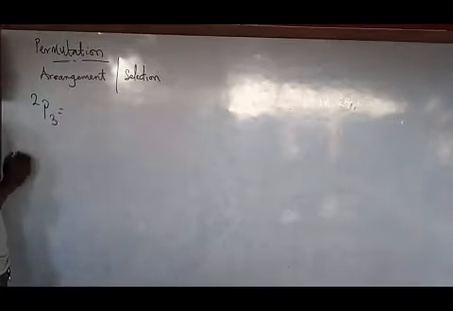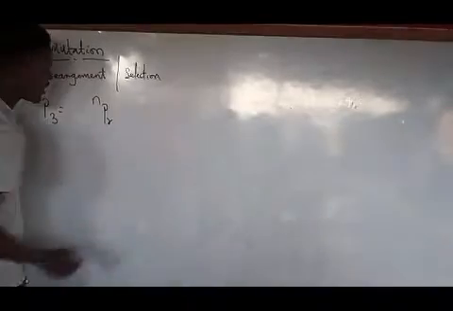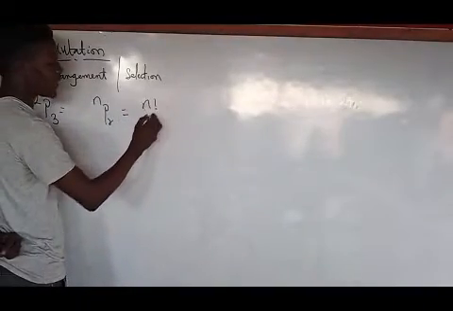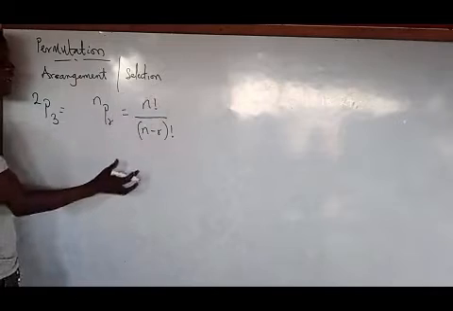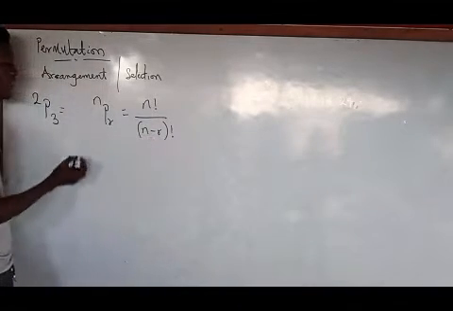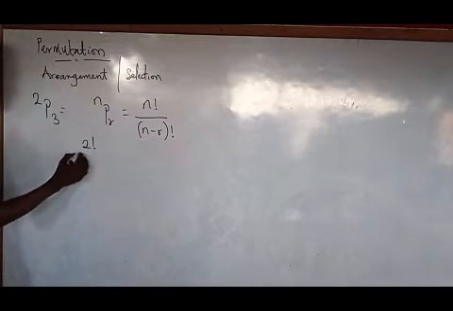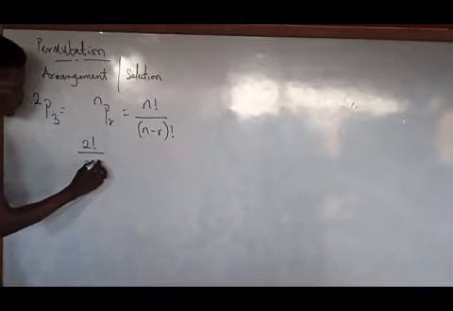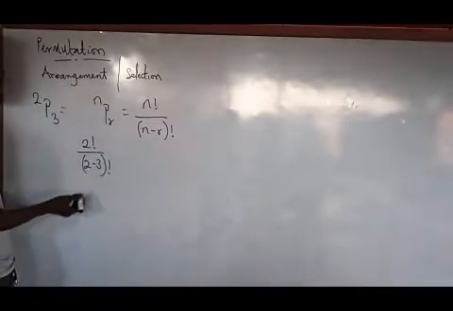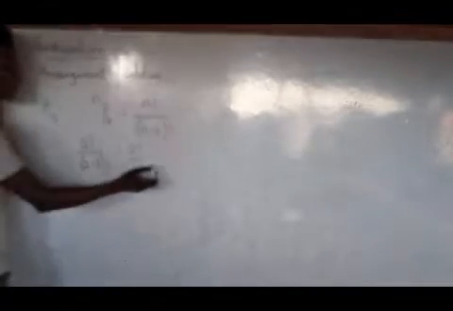Before I go into 2 permutation 3, the first thing you have to know is how do you permutate. If I have n permutation r, how will I do that? It's going to be n factorial over (n minus r) factorial. So this is n factorial and this is n minus r factorial. Now if I have 2 permutation 3, what does that give? 2 factorial over 2 minus 3 factorial. Now you will notice that if you do 2 minus 3, it's going to give you 2 factorial over minus 1 factorial, which is wrong.